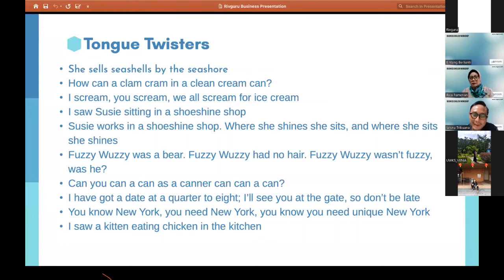But I guess you have tongue twisters in Bahasa as well. So these are just some simple practices to make you more confident in speaking.